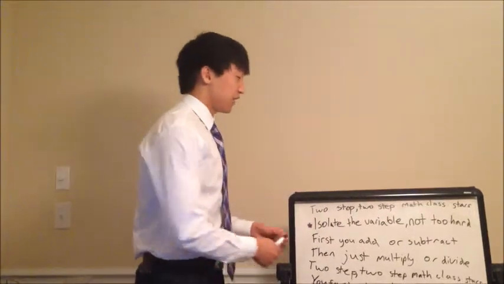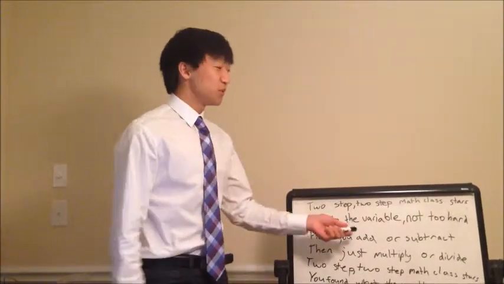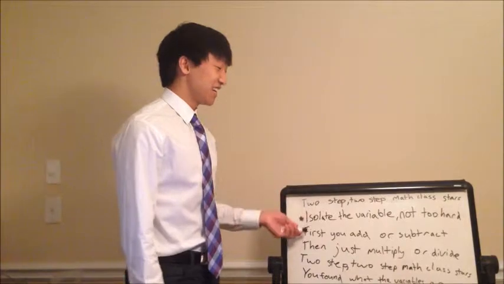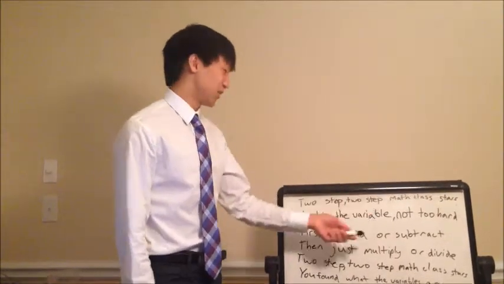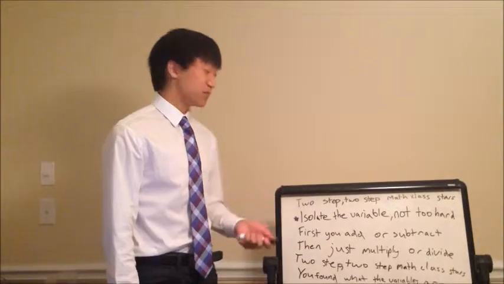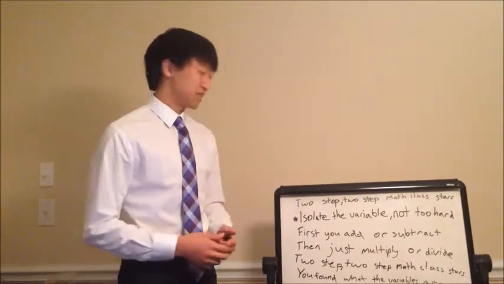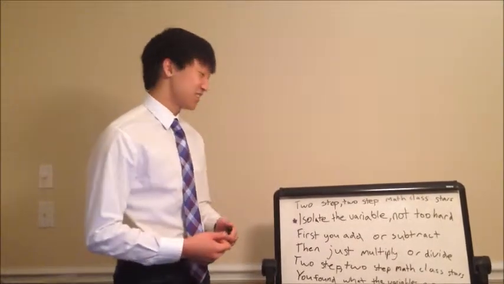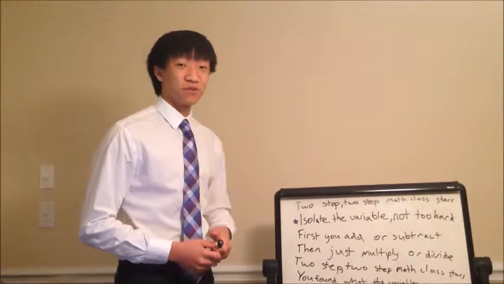So it goes, two-step, math class stars, isolate the variables, not too hard. First you add or subtract, then just multiply or divide. Two-step math class stars. You found what the variables are.